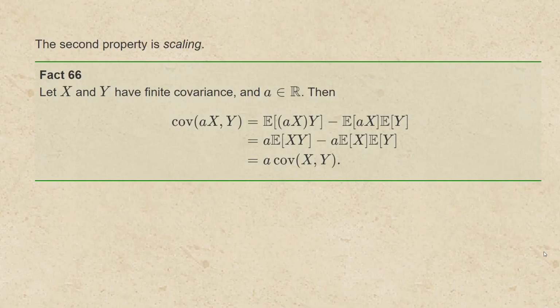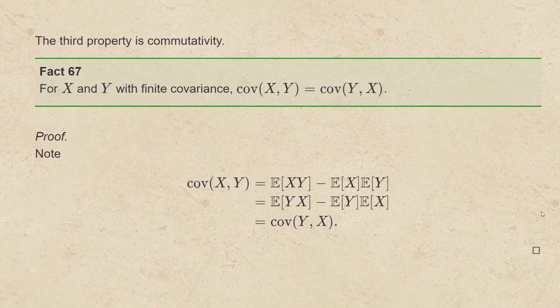Second property is scaling. If we look at the covariance of a times x with y, that's the mean of the quantity a x times y minus the mean of a x times the mean of y. In both instances, the a can be factored out, and factoring the a out of the two terms leaves a times the covariance of x and y.